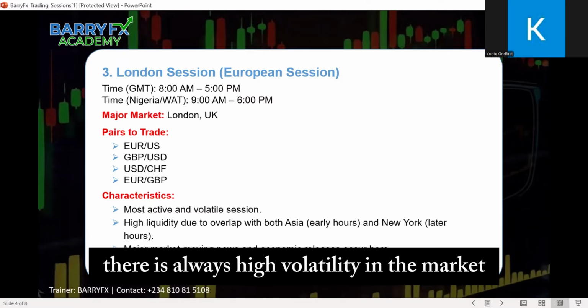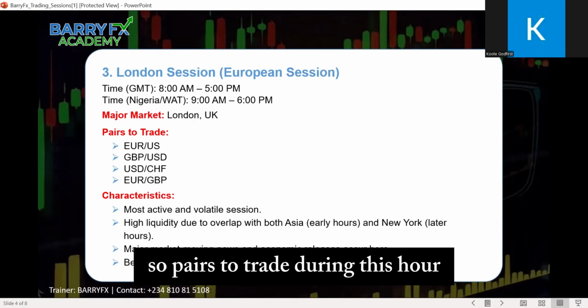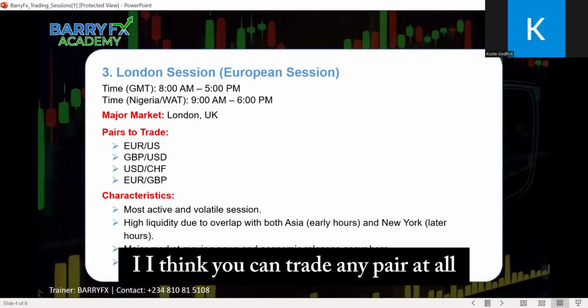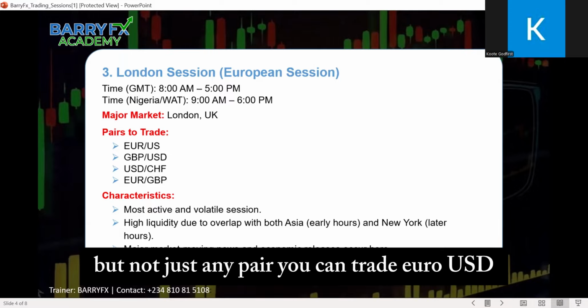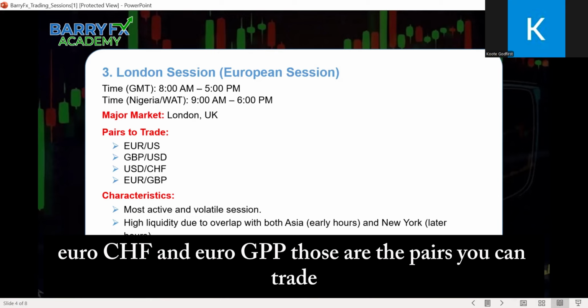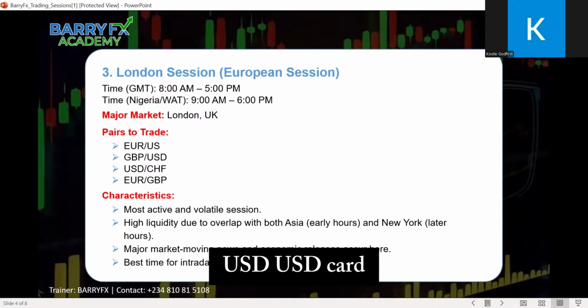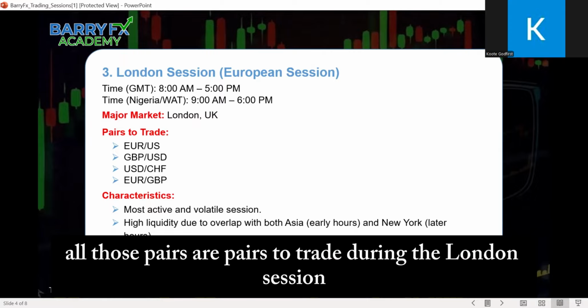There is always high volatility in the market. So pairs to trade during this hour, I think you can trade any pair at all, but not just any pair. You can trade EUR/USD, GBP/USD, EUR/CHF, and EUR/GBP. Those are the pairs you can trade. You can trade any pair with USD. All those pairs are pairs to trade during the London session.